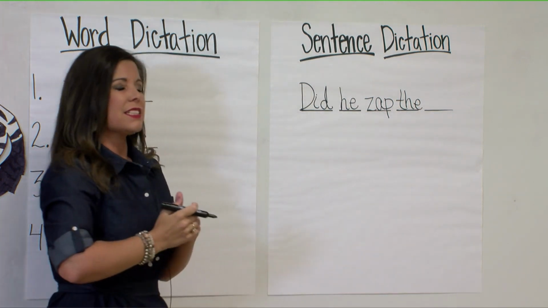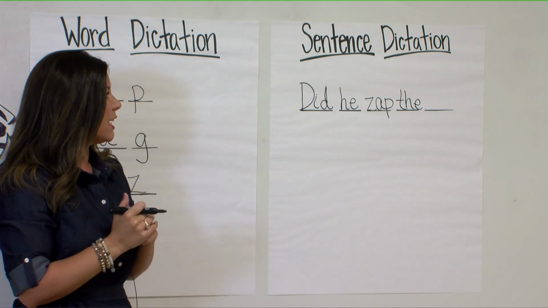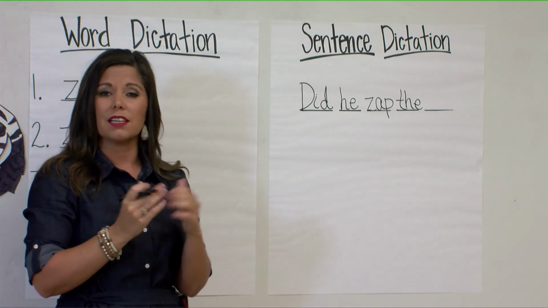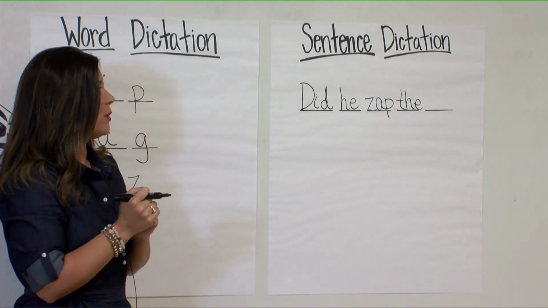And what are we asking? Did he zap the bug? Very good. I'm going to give you a couple seconds to try to write that word on your own because that's a consonant, vowel, consonant word. Okay? Write bug for me.